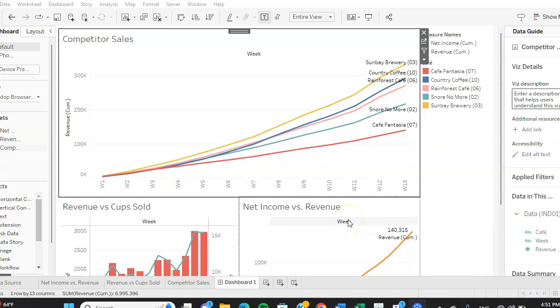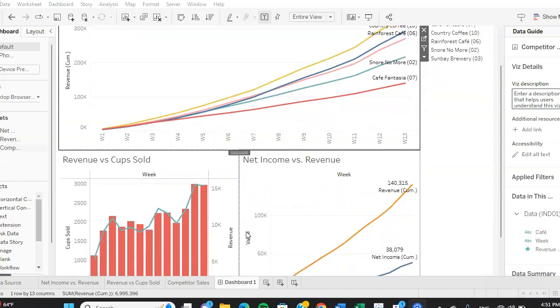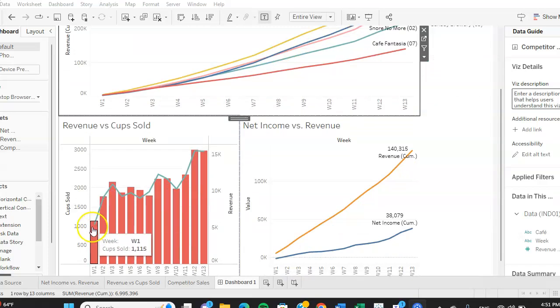So when I was looking at revenue versus cups sold, I can see here, through the interactive workings of Tableau, that I have my bar graph, which shows how many cups our business has sold throughout the course of this experiment, and how it translates to the revenue that we have made. Whenever the cups sold increases in the week, that's when our revenue increases. And whenever the cups sold decreases, our revenue decreases as well.